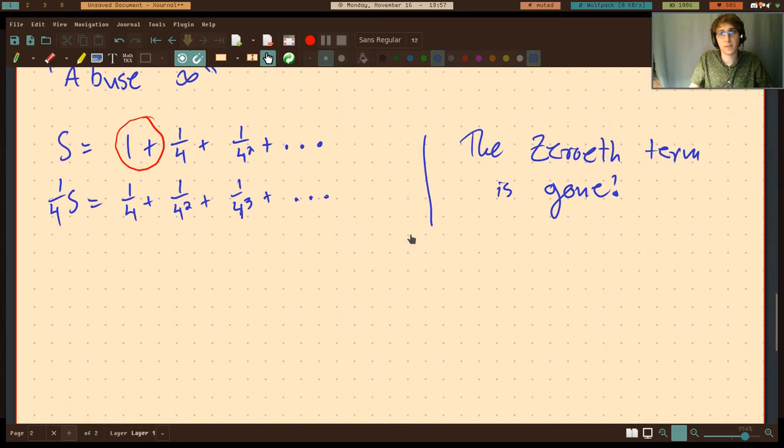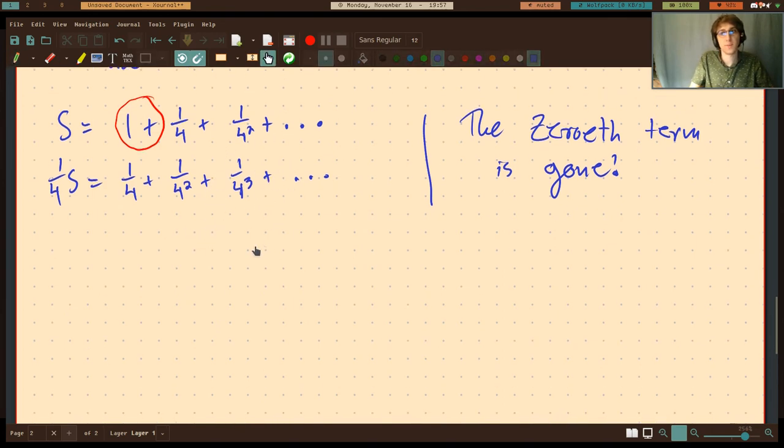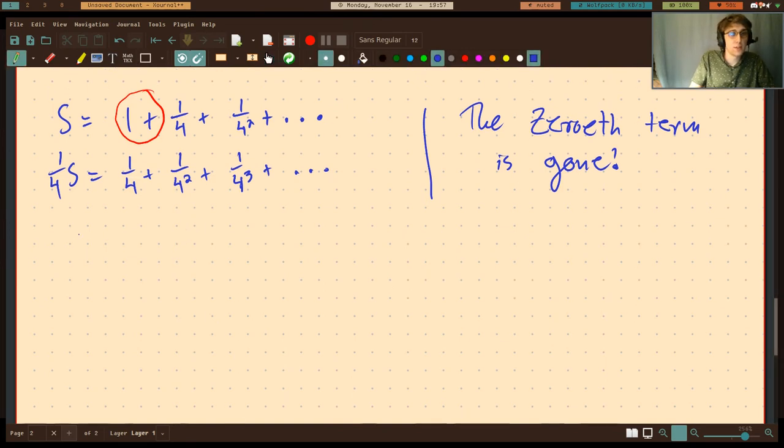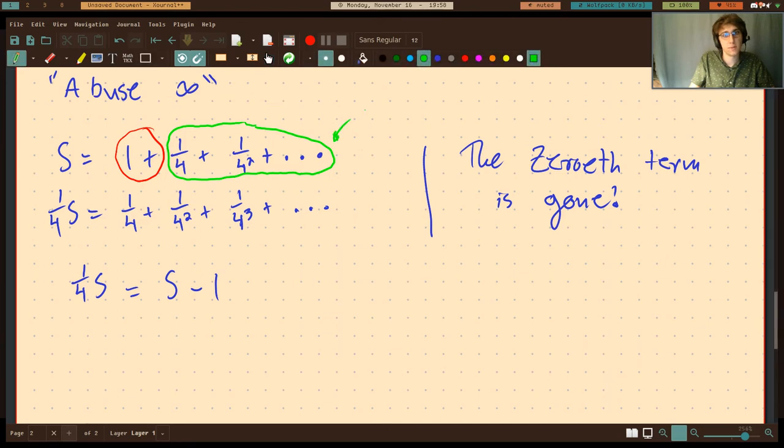So we can use that right off the bat. Now we've got a relationship between S, a quarter S, and a fourth, the ratio. There are two ways you can do this. Since 1 is missing from a quarter S, we can say a quarter S is equal to S without the 1, or S minus 1. If that's confusing, you can do a substitution as well. This infinite tail of S is just a quarter S. It's a fourth plus a fourth squared plus a fourth cubed, and so on and so forth. That is 1/4 S.